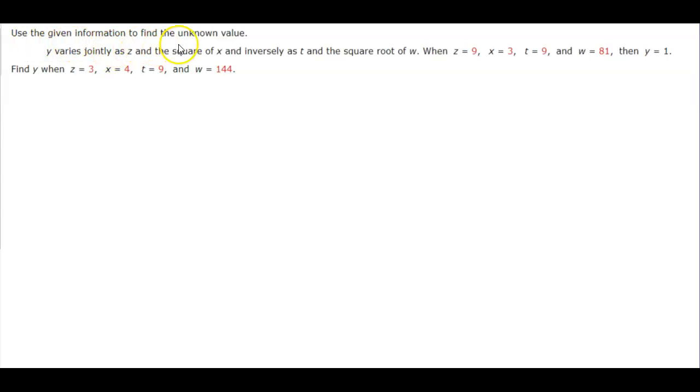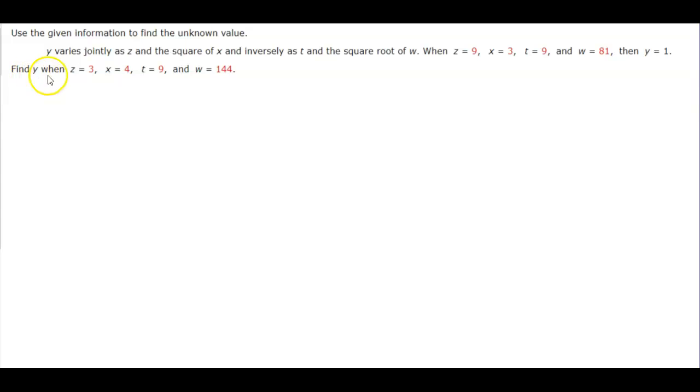Use the given information to find the unknown value. Y varies jointly as z and the square of x, and inversely as t and the square root of w. When z is equal to 9, x is equal to 3, t is equal to 9, and w is equal to 81, then y is equal to 1.